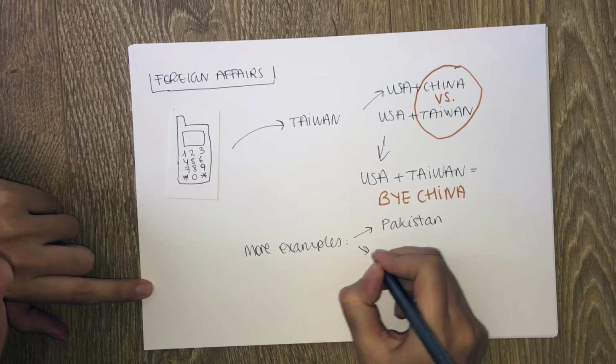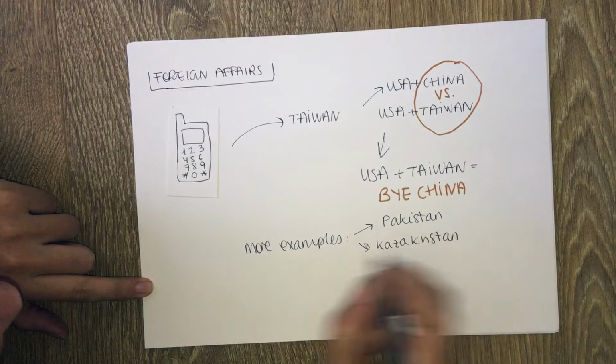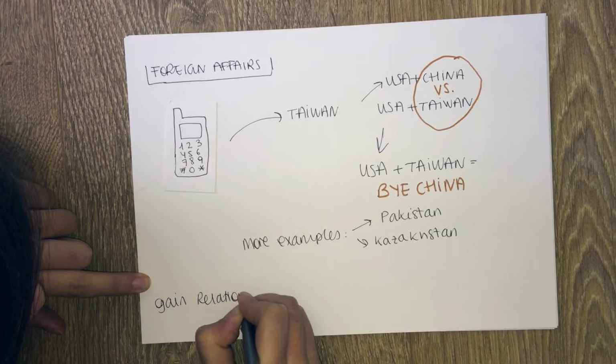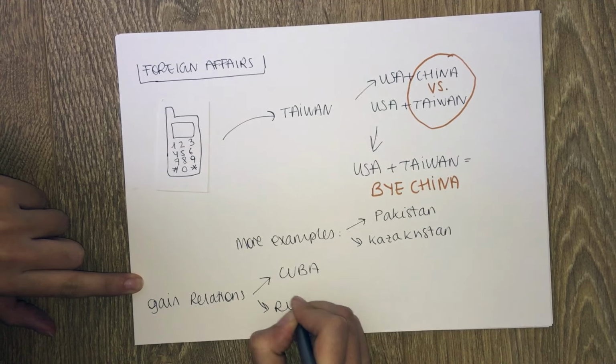This is not the only example. He has approached Kazakhstan and Pakistan too. He is planning to regain relations with Cuba and Russia in the future too.